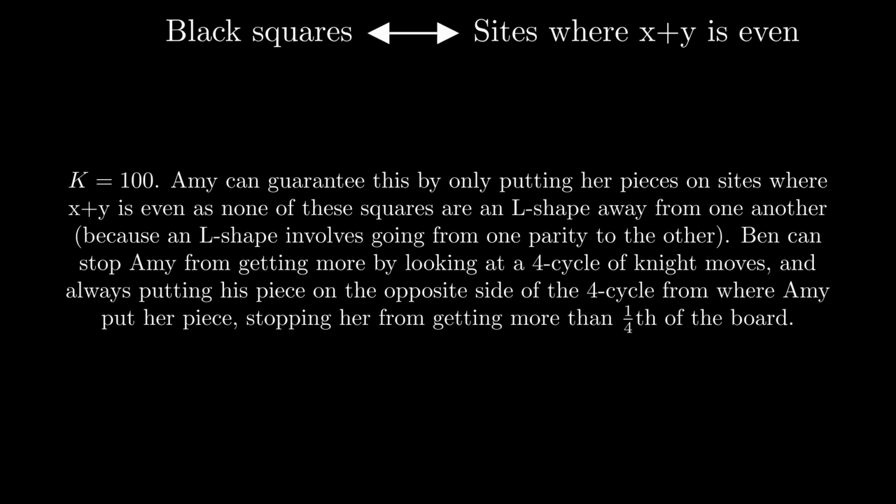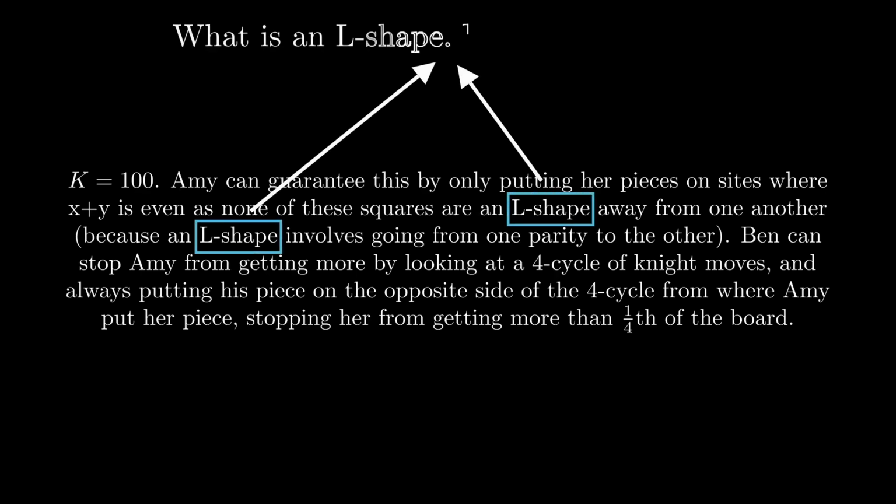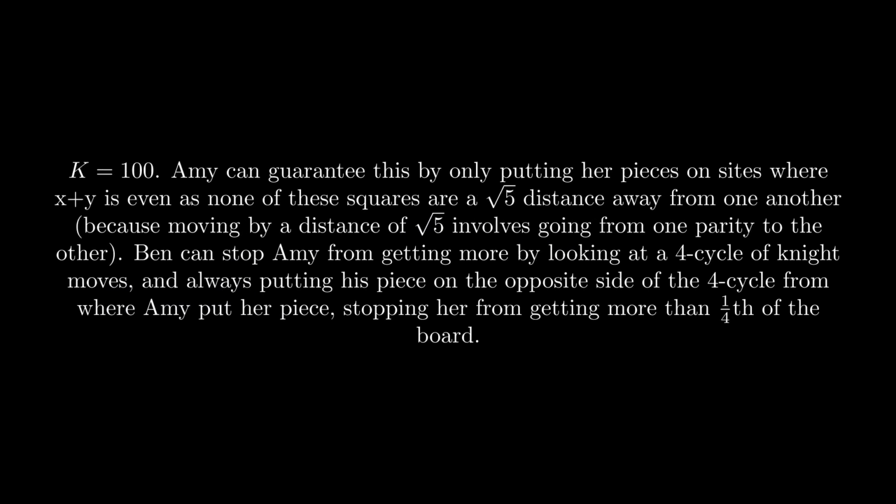The next thing to change is the notion of what an L shape is, but this is pretty easy. It's given in the question. An L shape is just a distance of root 5 units. So you can pretty easily change that. And the last thing you have to formalize and write down is this little 4-cycle notion we have going on here. So how would we put words and numbers to it?